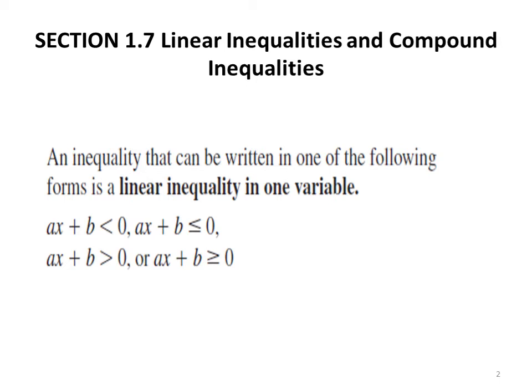A linear inequality in one variable has one of these forms: ax plus b is less than 0, or ax plus b is less than or equal to 0, or ax plus b is greater than 0, or ax plus b is greater than or equal to 0. Of course, here ax plus b is our linear term. And here the domain, or the values for x, can be any real number. To solve an inequality you want to find the set of values for x that satisfy the inequality.